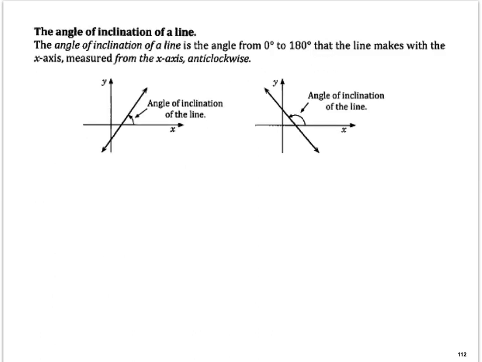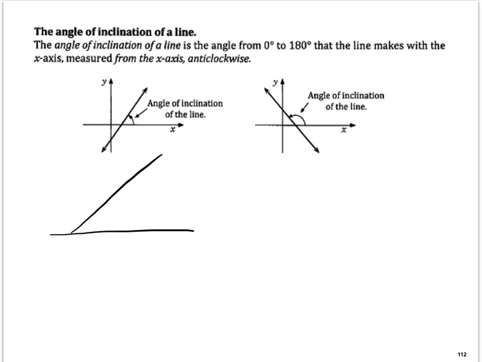Hi everyone, I just wanted to fill in a few real little basics here on trigonometry. In particular, there's one part of the syllabus that talks about understanding the relationship between the gradient of a line and the angle that it makes with the positive x-axis. So if you have a look at these diagrams here, let's just zoom in on this line here.